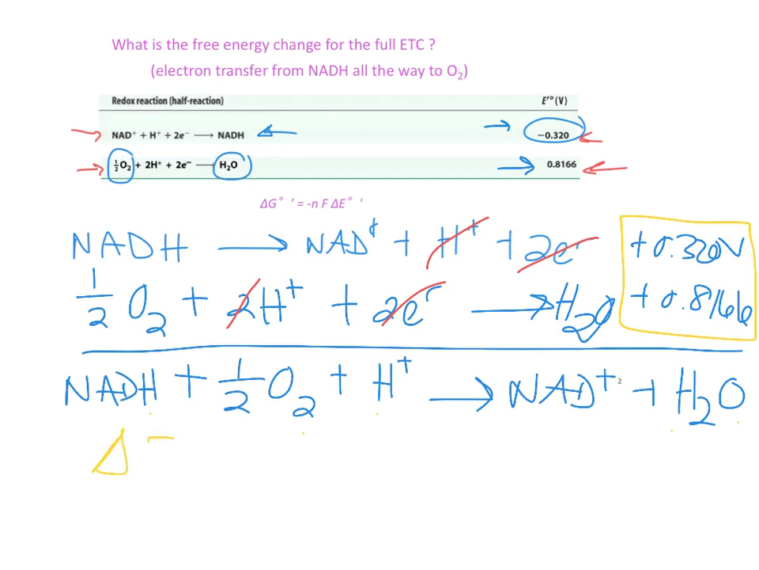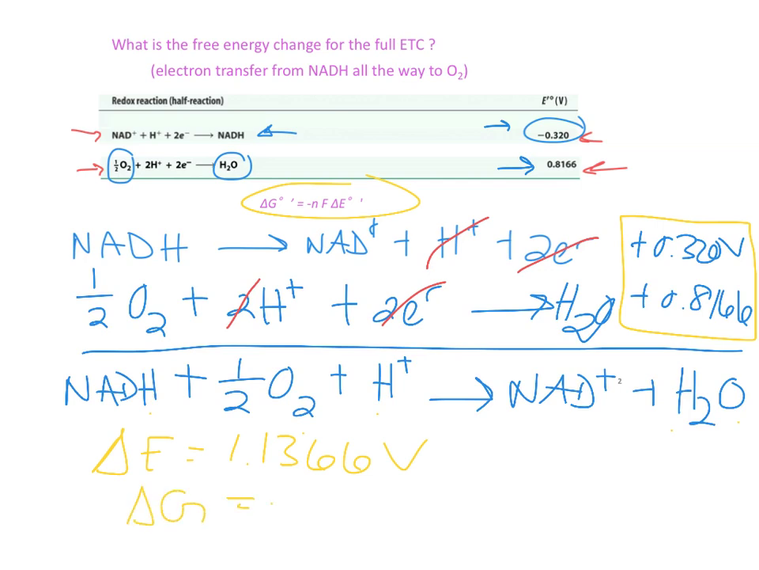And just in the same way that I added the reactions together, you also add the reduction potentials together. So this is going to be delta E, and when I add those 2 up, I get 1.1366 volts. And to calculate the energy of moving those electrons from NADH to oxygen, I'll put it into this equation that you'll be given.